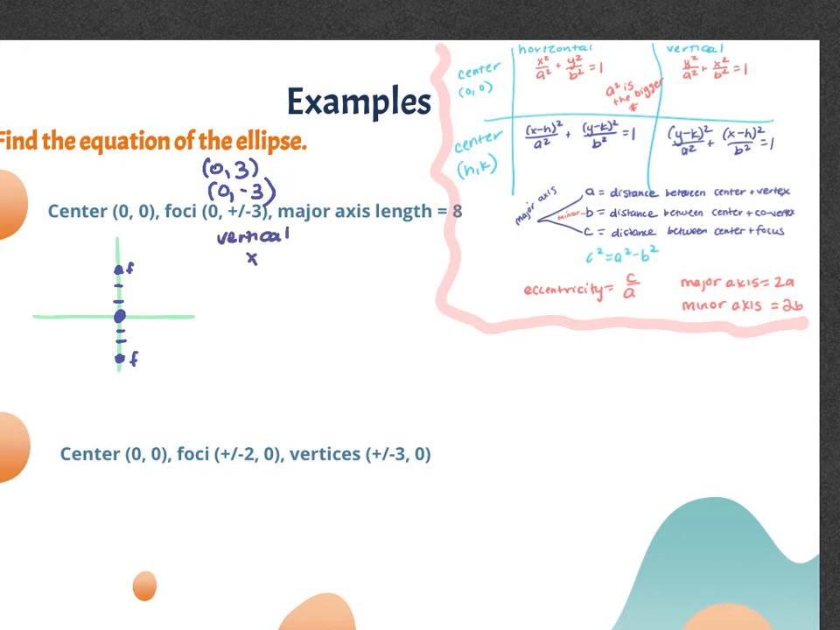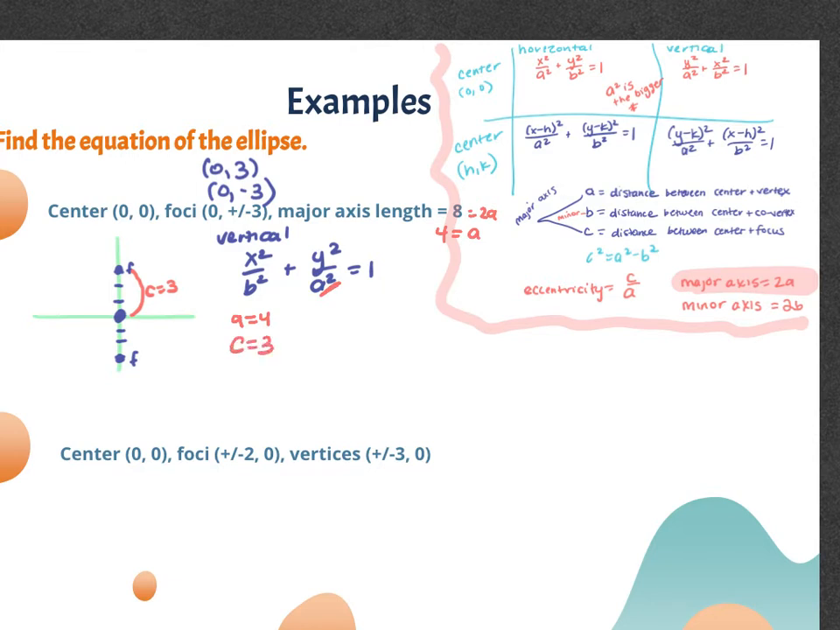If it's vertical, it means the x gets the b and the y gets the a. I don't know b or a yet, but I know that c is the distance from the 0 to the focus, which means c is 3. Now there's one last piece of information that I gave you, which was what? Major axis length. Major axis is 8. What did we say the major axis is equal to? 2a. Good. So if 8 equals 2a, what is a? 4. So now I know a is 4, which means I can plug this one in.